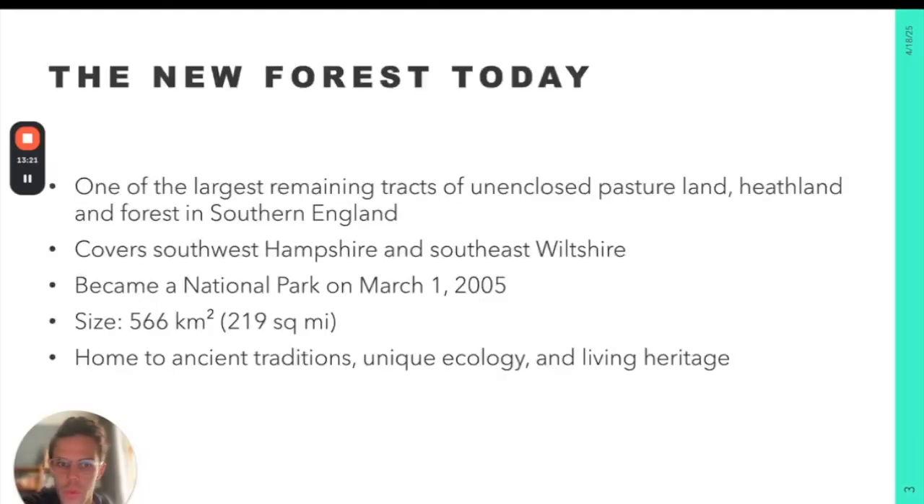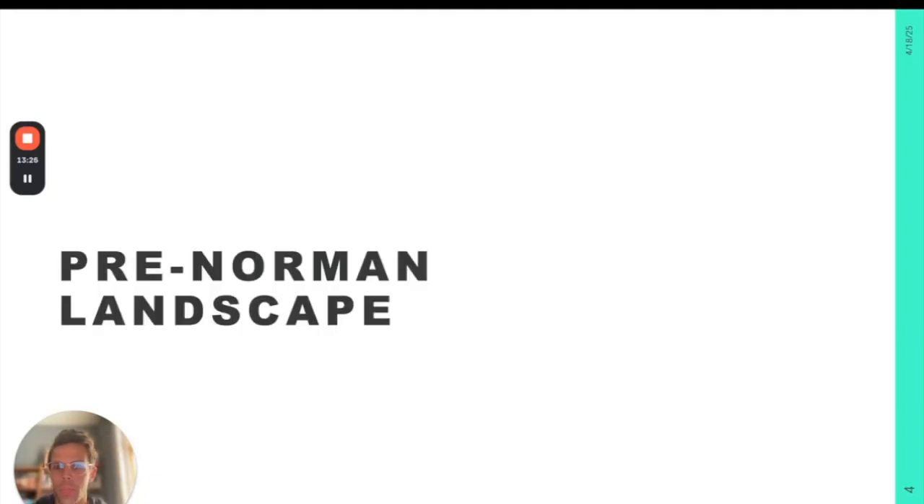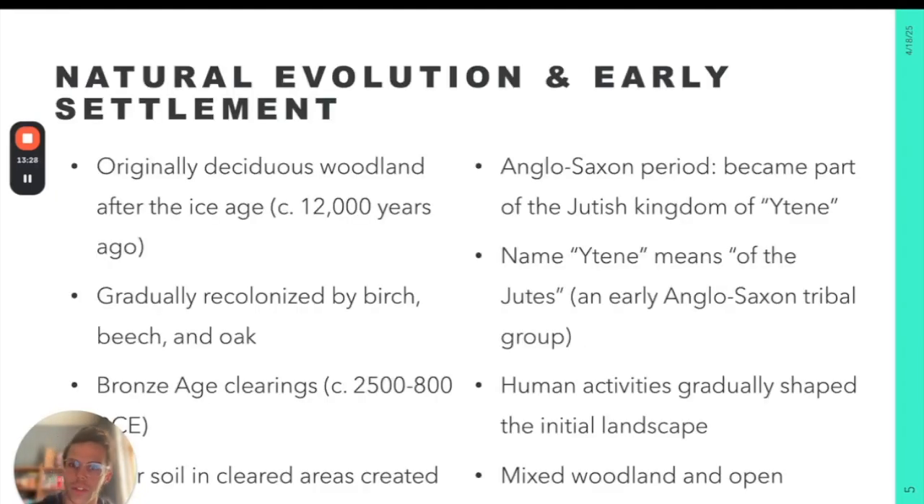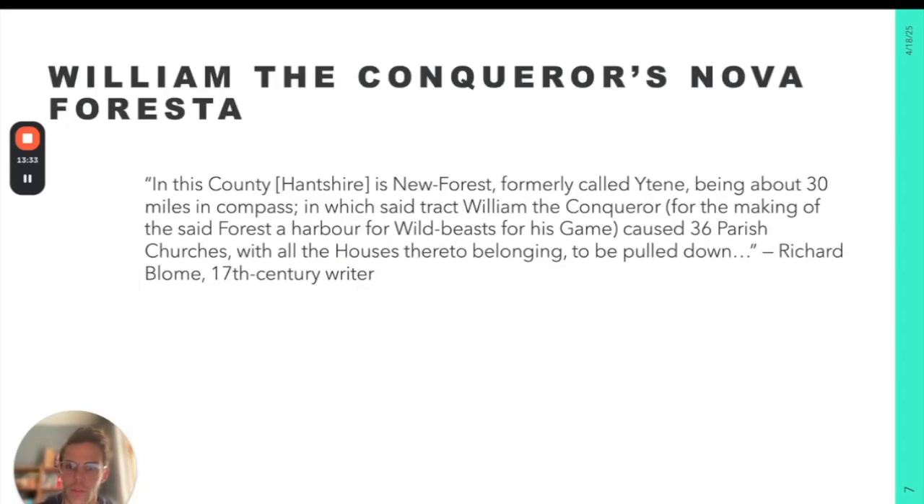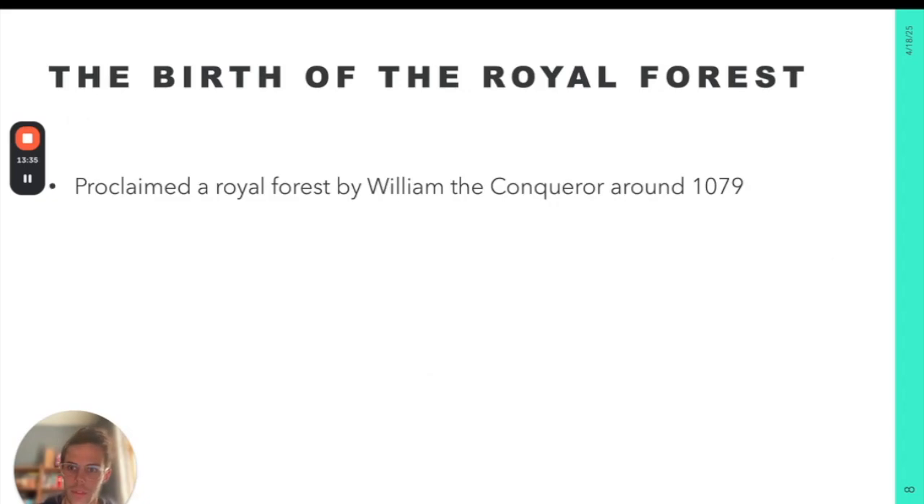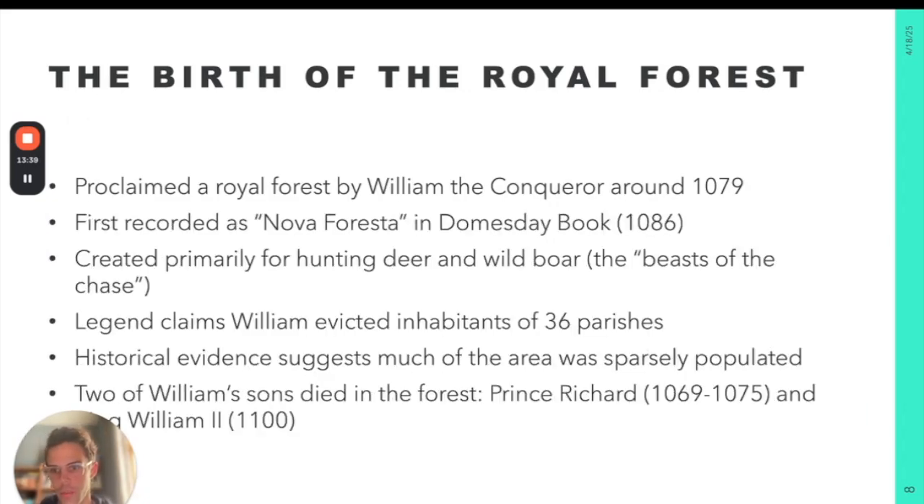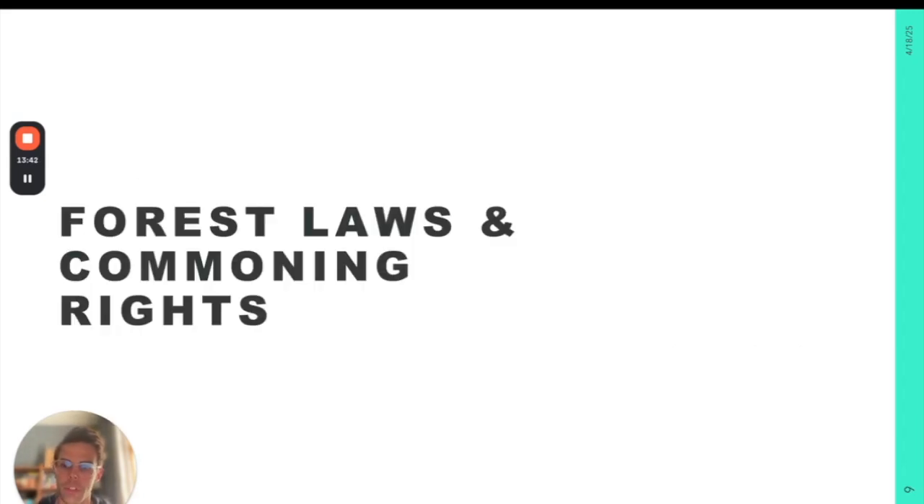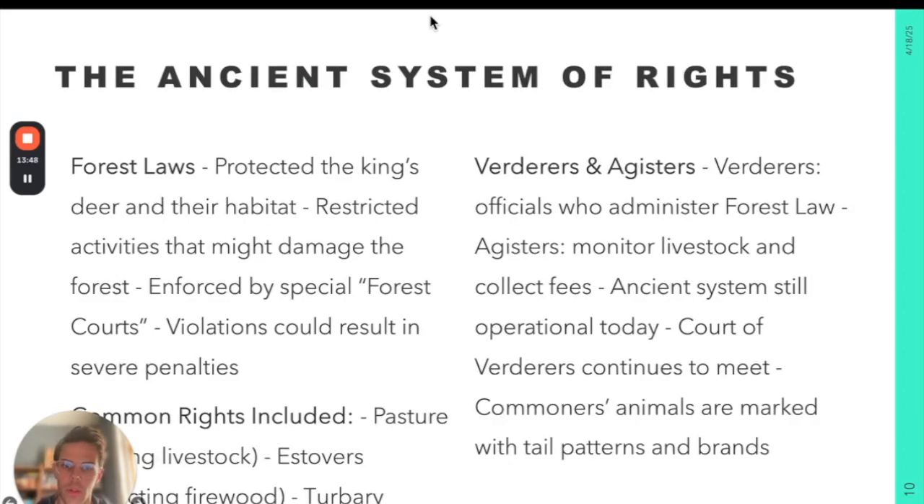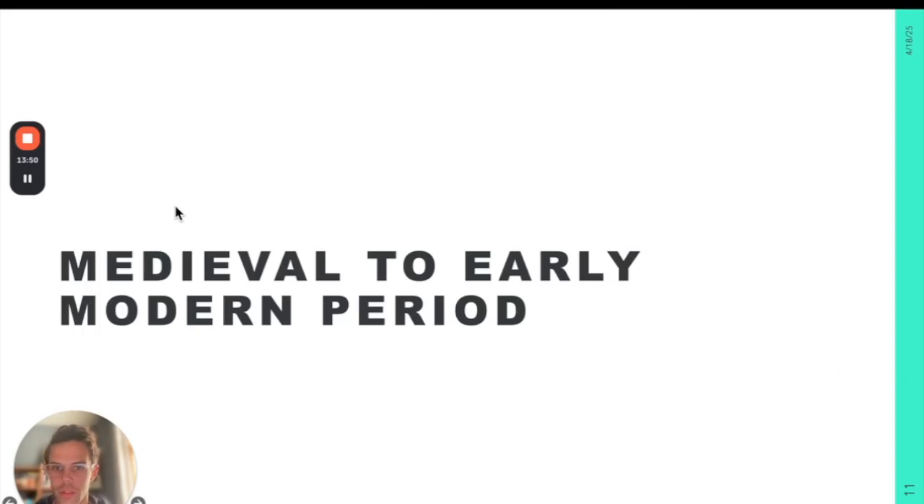It looks like the title didn't format quite correctly. Not sure what happened there. Introduction, got some information about the New Forest today, some historical information about the evolution and early settlement, how the forest was originally named. You can see there's different slide layouts being used. You have this incremental view here, different section heading, and this is the 2-column heading, ancient system of rights, medieval.